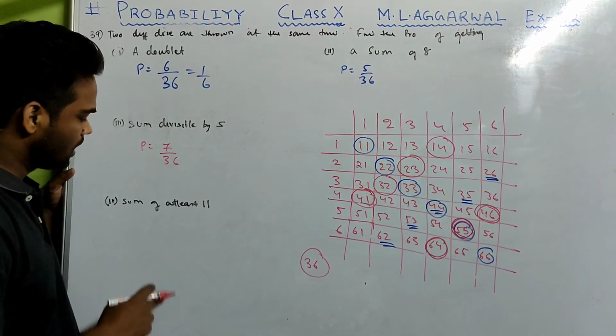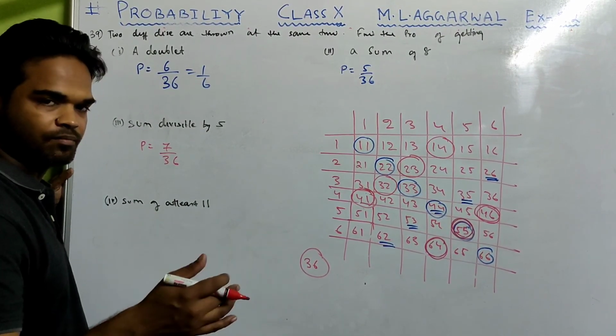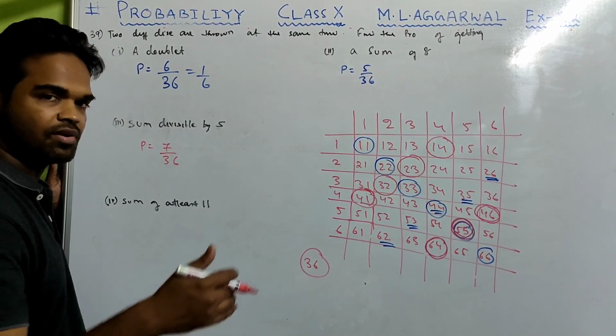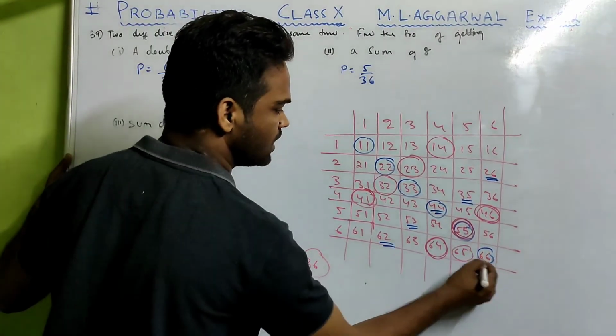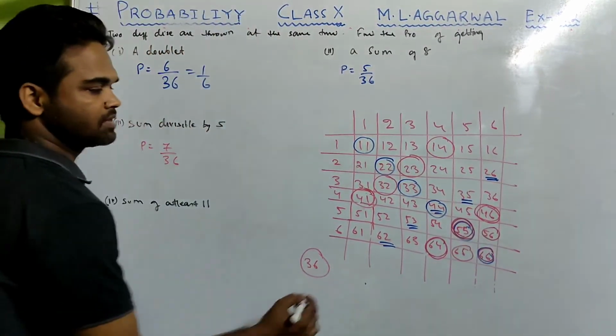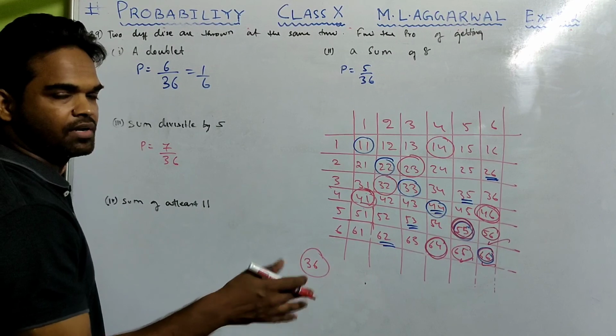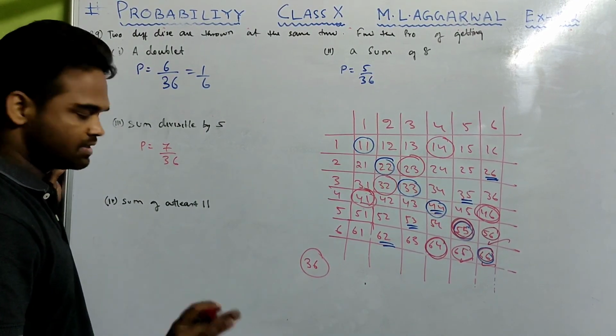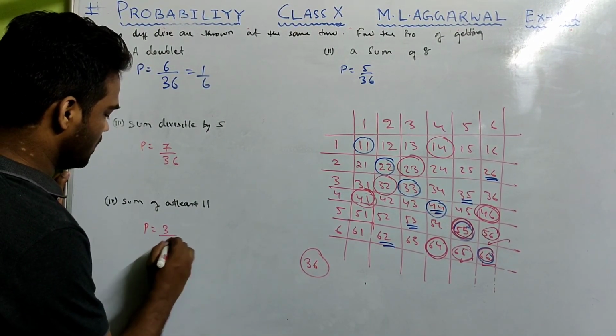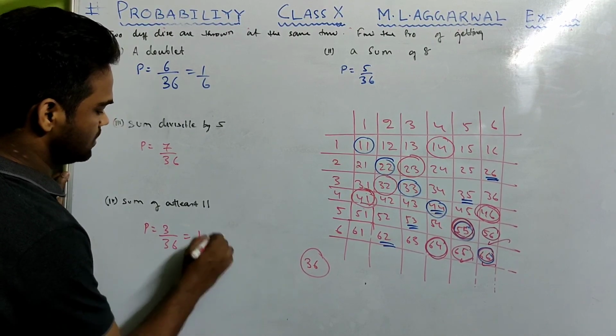Done. Now sum of at least 11, which means when you add them, you should get 11 or more than 11. 3 cases only: 5,6; 6,5; and 6,6. Because in all those cases, if you add, you get 11 or more than 11. Isn't it? So there are 3 out of 36, which is 1 by 12.